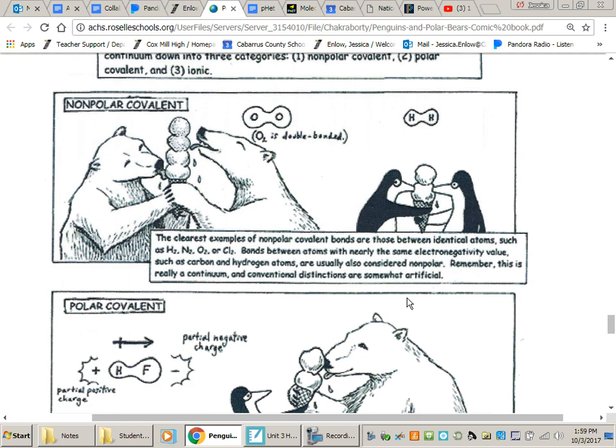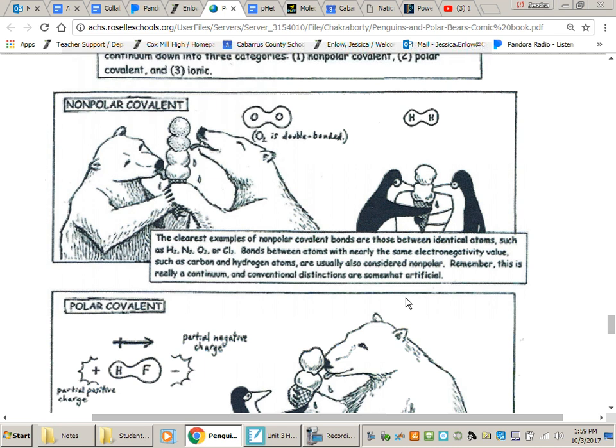Let me actually get to the part. Here we go. So what are they doing here? Sharing equally, right? So the sharing equally is going to be non-polar. Electrons equally. That's a non-polar situation, meaning no side is more charged than the other.